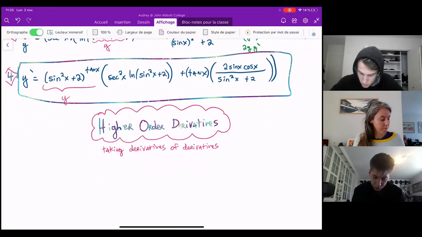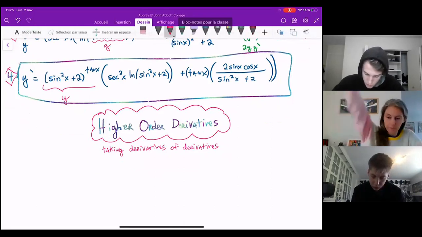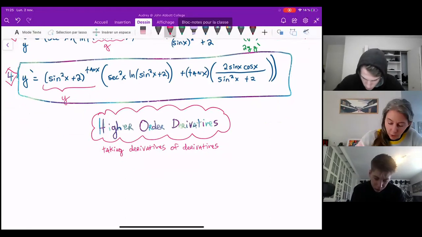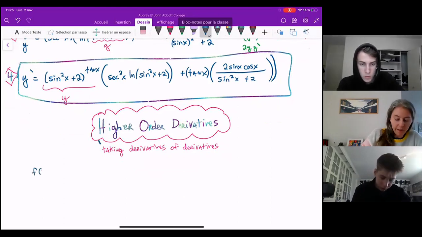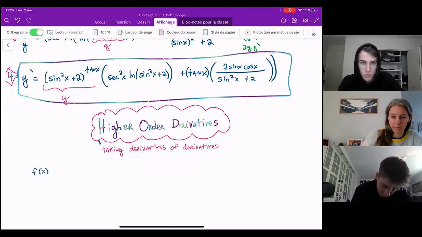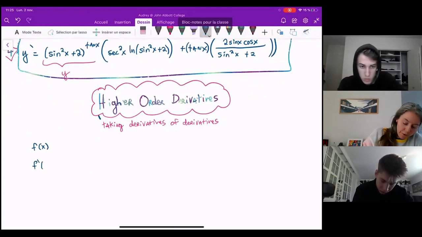And it's actually pretty much as straightforward as that. That said, we're going to start off with some notation and some vocabulary. So if I have a function, f of x, and I take the derivative of it, we write f prime of x, or we write dy dx.